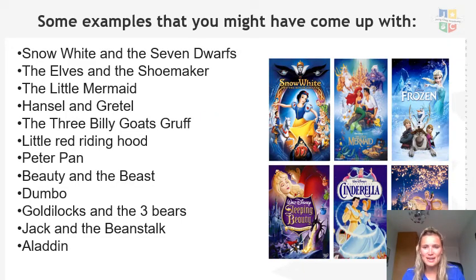Okay, so here are some examples that you might have come up with. You've got Snow White, the Elves and the Shoemaker, the Little Mermaid, Hansel and Gretel, Three Billy Goats Gruff, Little Red Riding Hood, Peter Pan, Beauty and the Beast, Dumbo, Goldilocks and the Three Bears, Jack and the Beanstalk, Aladdin, Frozen, Sleeping Beauty. So there's lots of different ones there. If you want to add these to your spider diagram, you can, but obviously these were some which I thought of.